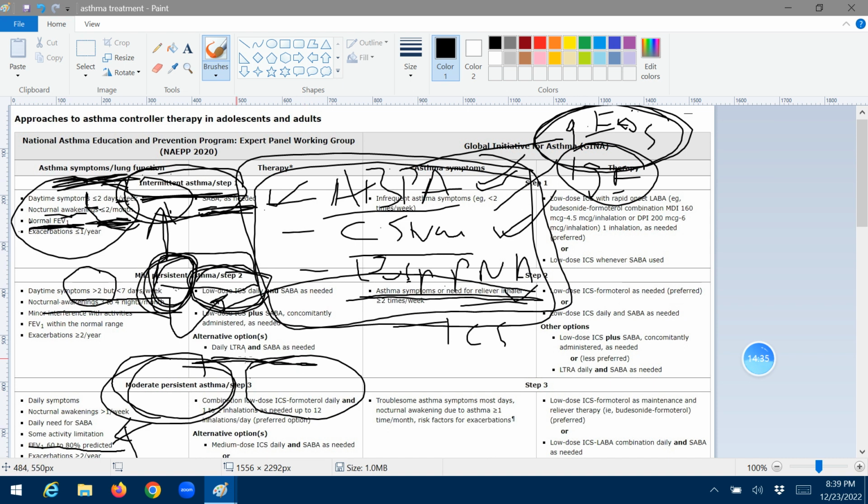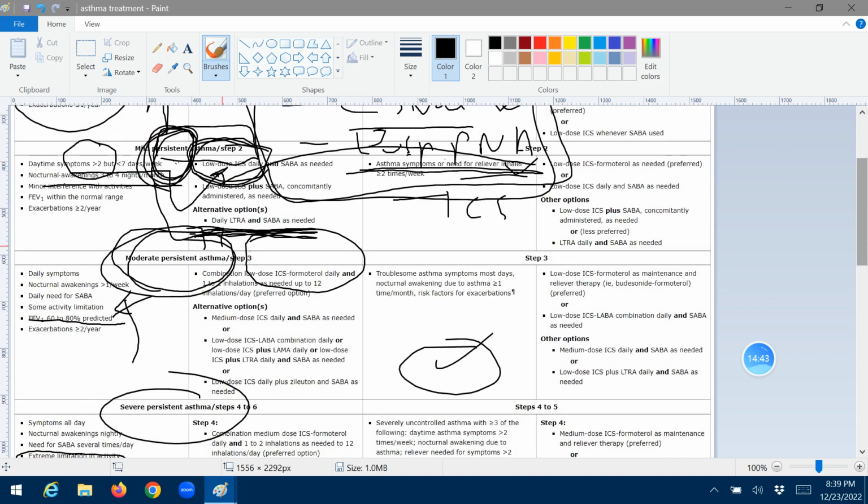Then is the leukotriene receptor antagonist without the ICS. Is that an option? And yes, it is an option. Just see the guidelines here. If it controls symptoms, yes. If it doesn't, but you still have to use the inhalers more, you're going to add an ICS and add or substitute that with the leukotriene receptor antagonist.